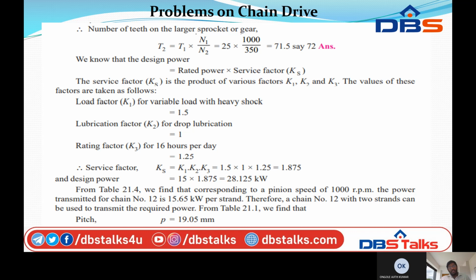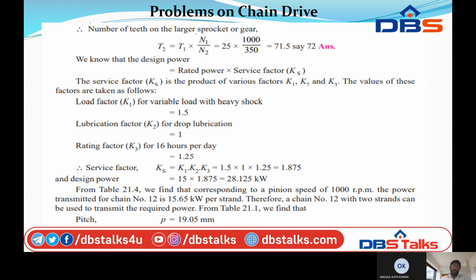These values are taken from the tabular form in the Jalaluddin data book. So you can calculate the service factor Ks is equal to 1.875 and the design power P is equal to 15 into 1.875, that is equal to 28.125 kilowatts.